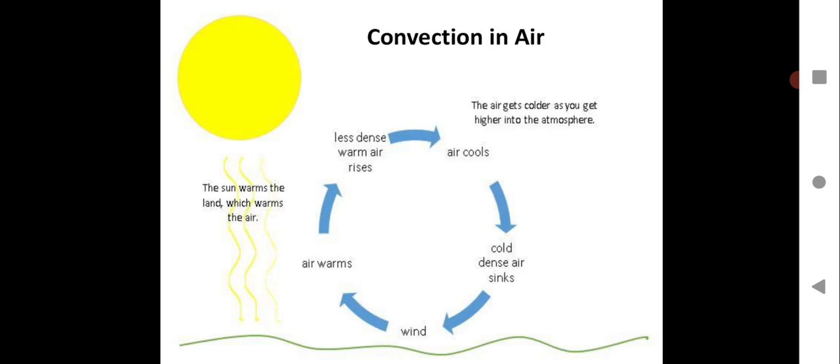Convection in air, just have a look over here. Just look at the diagram. The sun warms the land, which warms the air. The warm air will move up. It becomes less dense, because the difference in the pressure is created. Therefore, the cold air will come down and occupy the place which is left by the warm air, and this will cause convection in air. You can see the arrow that shows the movement of air. The air gets colder as you get higher into the atmosphere.